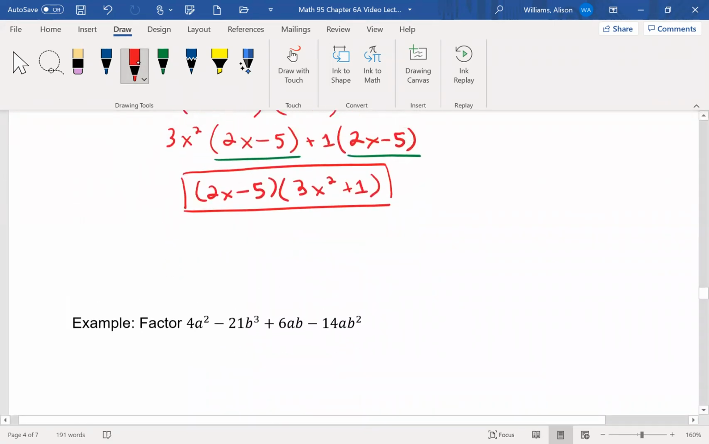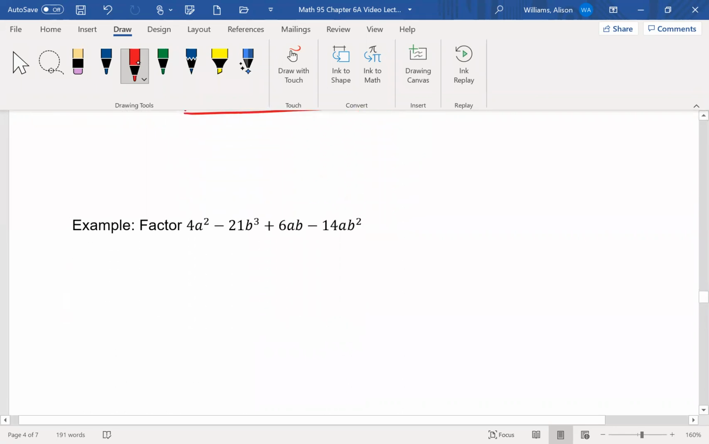All right, let's try another one. This one has a little bit more interesting things going on because I'm realizing 4 and 21 don't have any numbers in common, and a squared and b cubed don't have variables in common. I'm noticing the second term has stuff in common, but if I start factoring that, I'm not going to have a matching blob, like if I just try to factor out a 1.